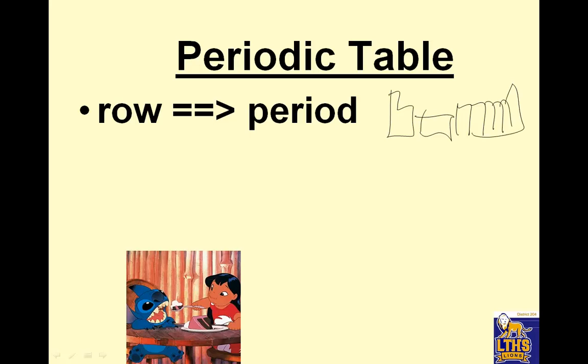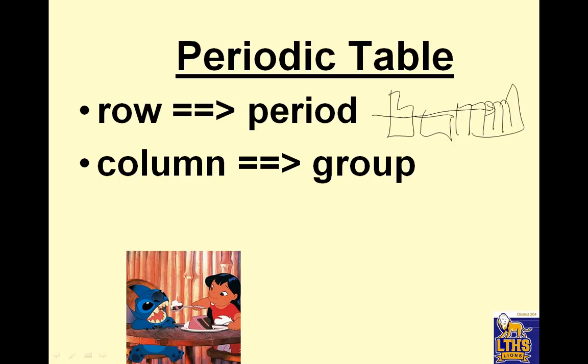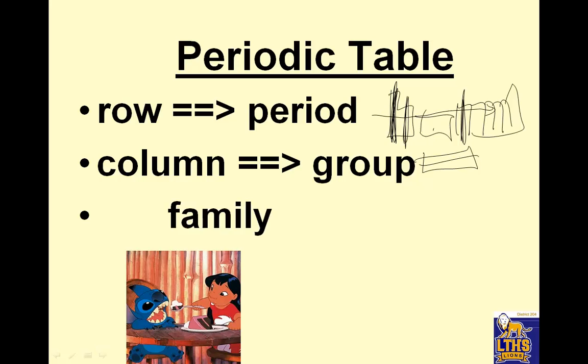A row goes across. A column is a group which goes up and down. So this would be the first column, this would be the second column, this would be the third column. We kind of ignore this middle part and the bottom part for the most part. A column is also called a group, or a family, like ohana. And in chemistry, a family means that you have similar properties.